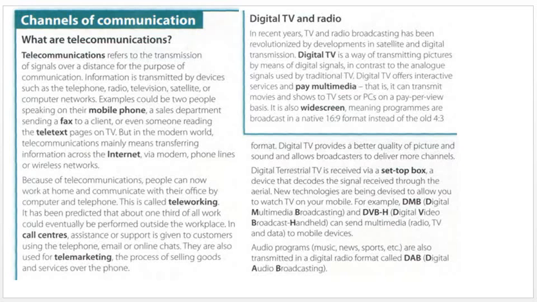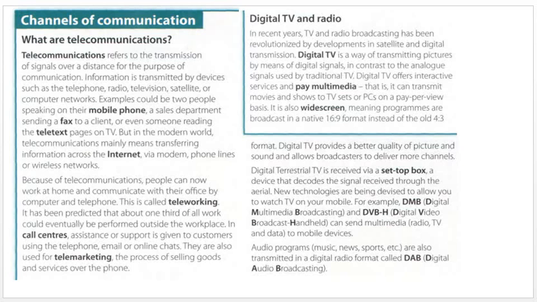on a pay-per-view basis. For example, when you view a television, it shows how many people are seeing the TV. It is also widescreen, meaning programs are broadcast in a native 16:9 format instead of the old 4:3 format. Digital TV provides a better quality of picture and sound and allows broadcasters to deliver more channels.